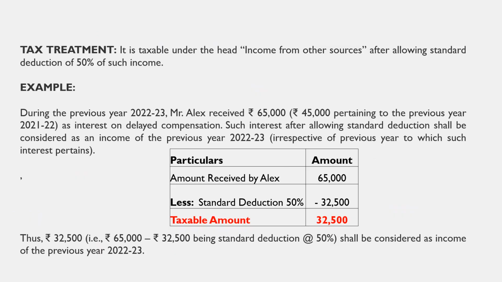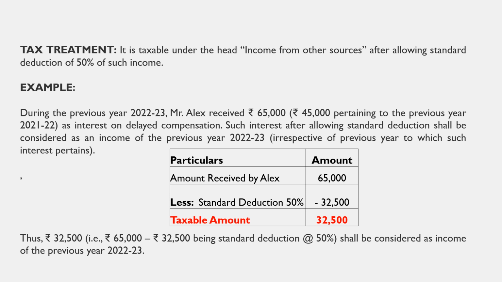Let us try to understand this by doing a small problem. As I said, the tax treatment is that it is taxable under income from other sources after allowing a standard deduction of 50% of such income. So here Mr. Alex has received 65,000, out of which 45,000 belongs to the previous year as interest on delayed compensation. Such interest, after allowing the standard deduction, shall be considered as income for the previous year 2022-23, irrespective of the year to which the interest pertains.